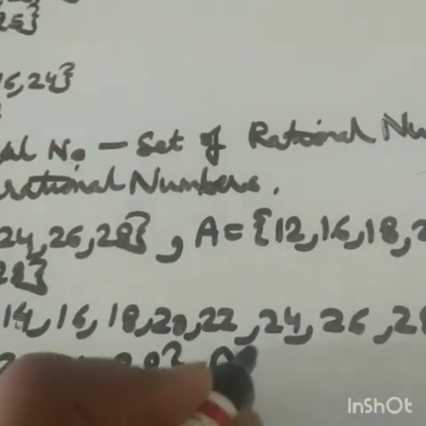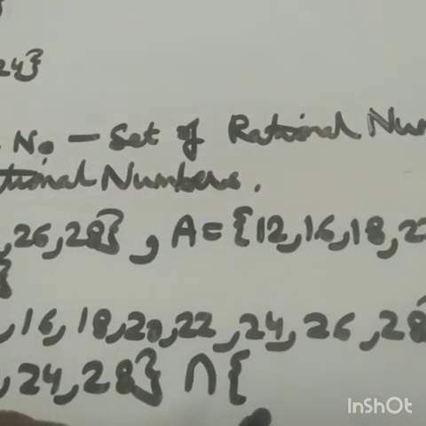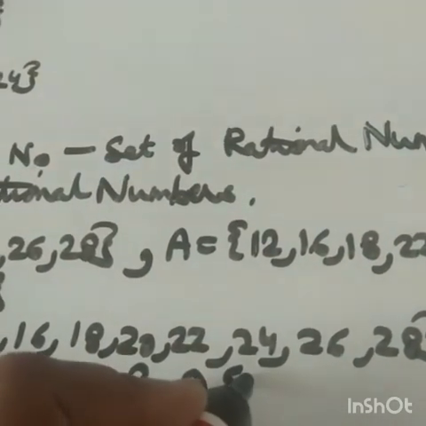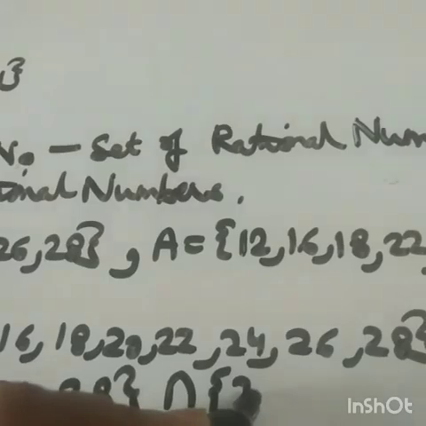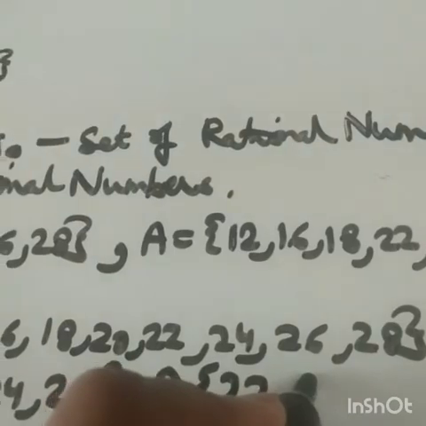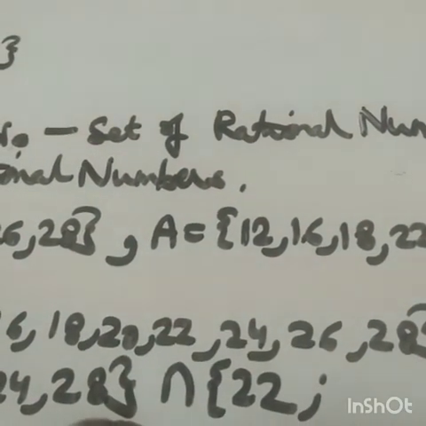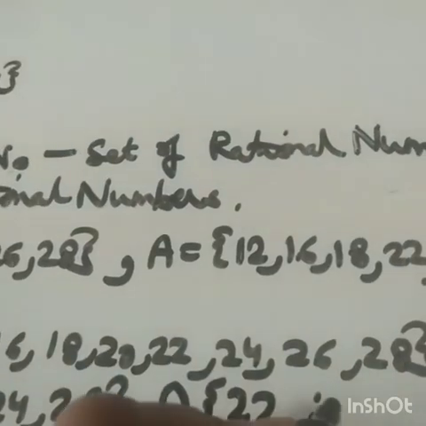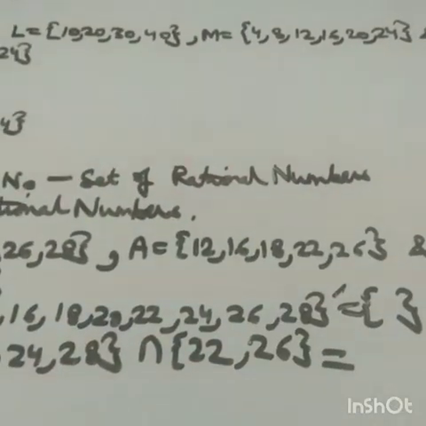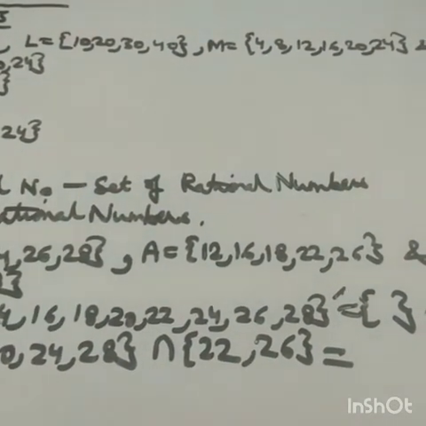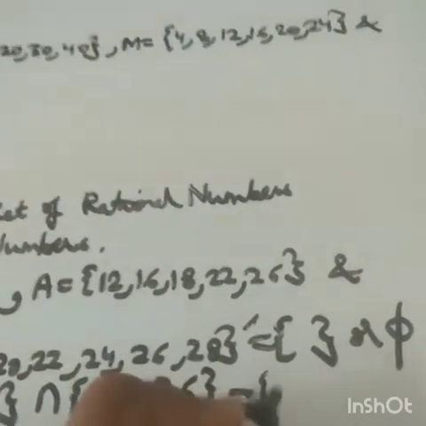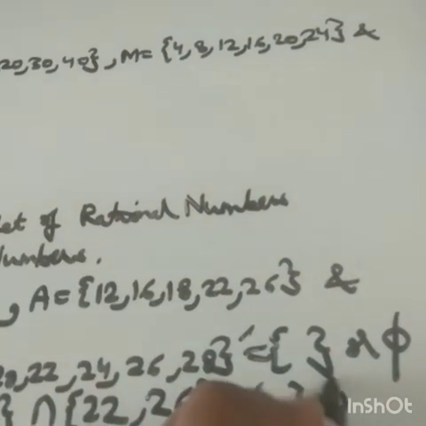Now intersection of this with B complement. B complement is 22 and 26. Now just see, is there any common element present here? 14, 20, 24, 28, 22, 26. No. So again it is the null set or phi.